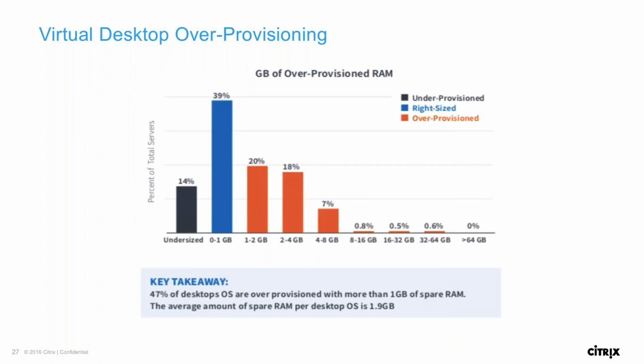And next, I want to talk about virtual desktop over provisioning with respect to RAM. The numbers are not quite as big on virtual desktops as they are on servers. You see here, 39% are over provisioned with 0 to 1 gigabyte, 20% for 1 to 2, 18% for 2 to 4, 7% for 4 to 8. The key takeaway: 47% of desktop VMs are over provisioned with at least 1 gigabyte, and the average amount of RAM per desktop is about 2 gigabytes. So there is some substantial opportunity for savings here as well.